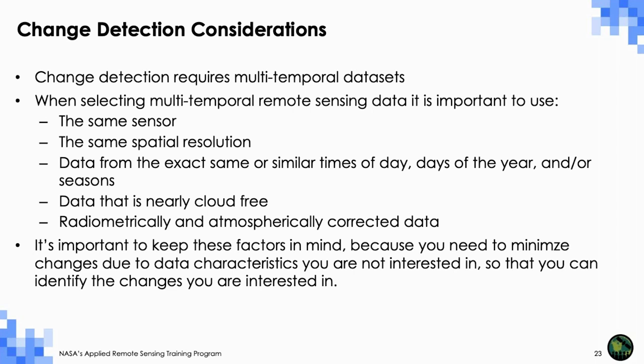And it's important to keep these factors in mind because you need to minimize changes due to data characteristics that you're not interested in, things like cloud cover or aerosol interference, so that you can identify the changes that you are interested in. So basically, you want to control for any factors that might influence the accuracy of your change detection. And you'll notice that a lot of these suggestions are similar to time series analysis. Time series analysis and change detection have a lot of the same data requirements, and you'll note that they're inextricably linked in this case.